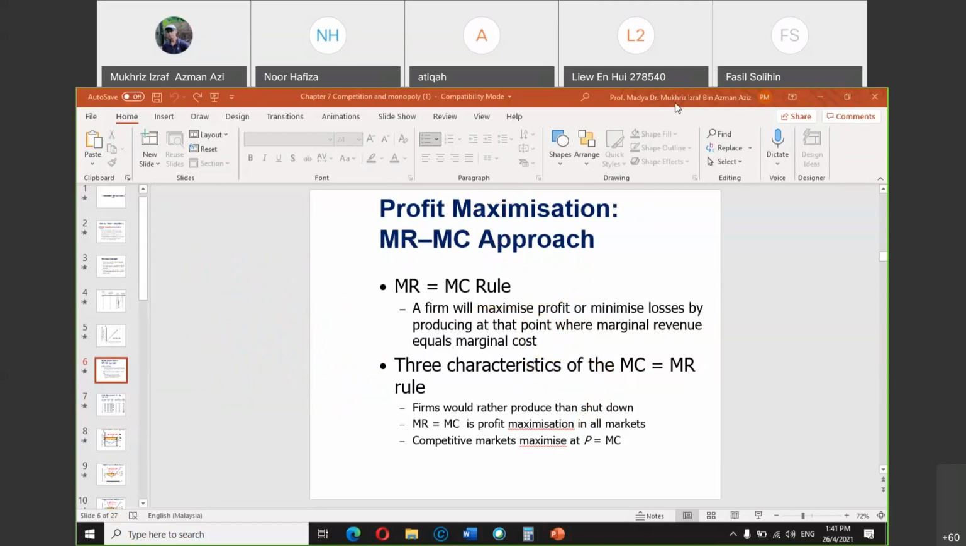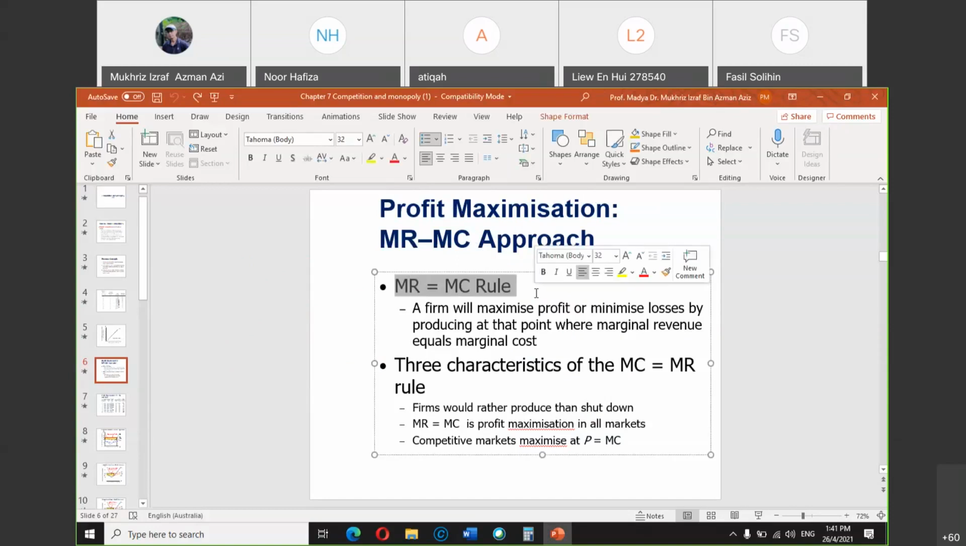So for firms, how much output does the firm need to produce in order to maximize profit? What is the condition, what is the guideline? If you are a company and you want to maximize your profit, how much does the firm need to produce to get the highest profit possible? The condition that we usually follow is what we call MR equals MC, marginal revenue equals marginal cost. When these two values are equal, this will be the output level that maximizes the profit of the particular firm.